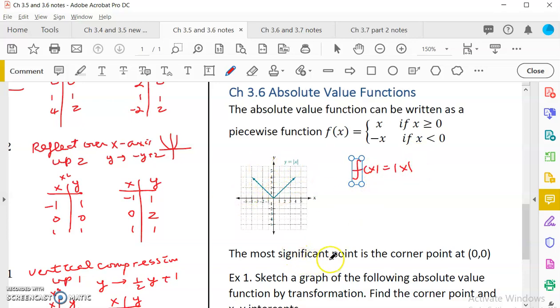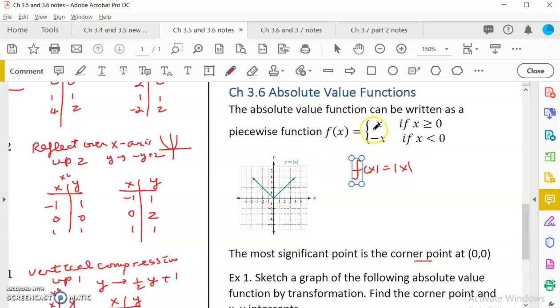The most significant point in the whole graph is the corner point. We call it the corner point, and it is at (0, 0). So if there is any transformation, you always watch where the corner point goes. And you can also see that there is a direction, it's facing up.